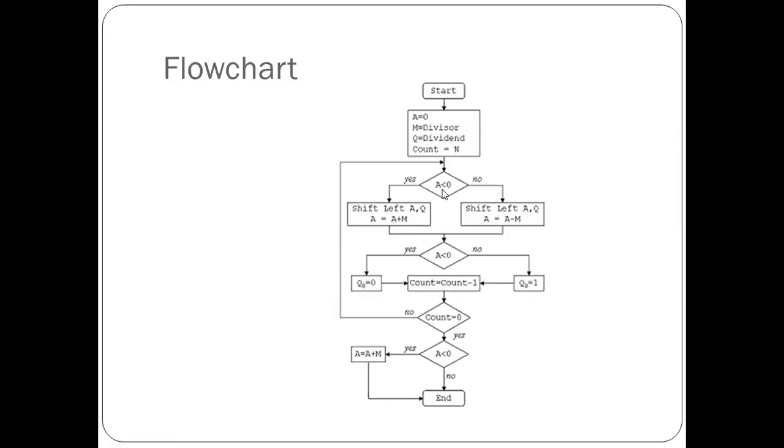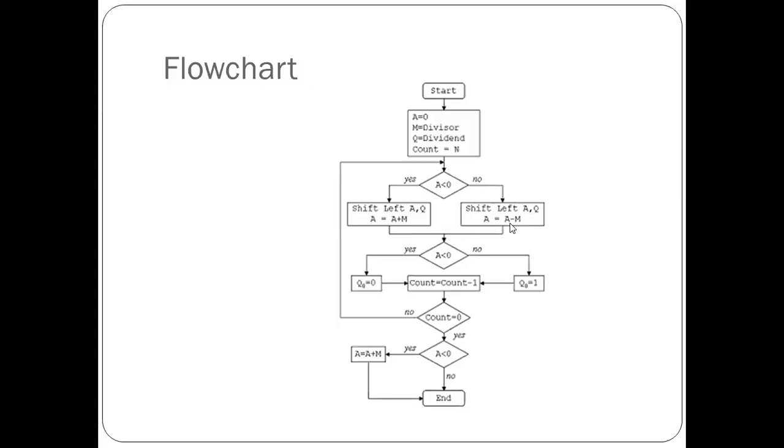Next, A less than 0. It means we are checking the most significant bit of A, right? Initially we assume we will start by proceeding with subtraction, so there won't be any previous values of Qn or E. So we start with subtraction. We start with shifting AQ and then proceed to subtraction.